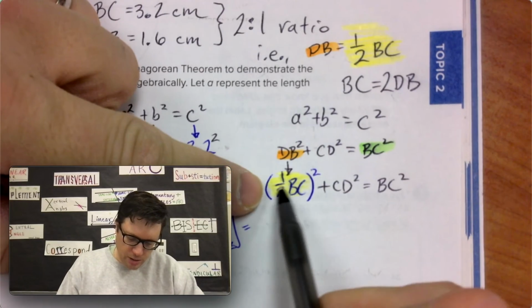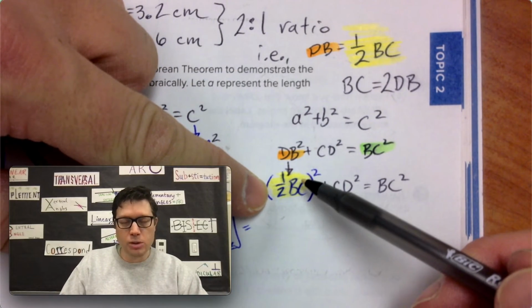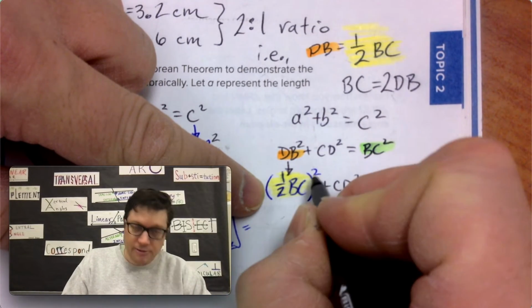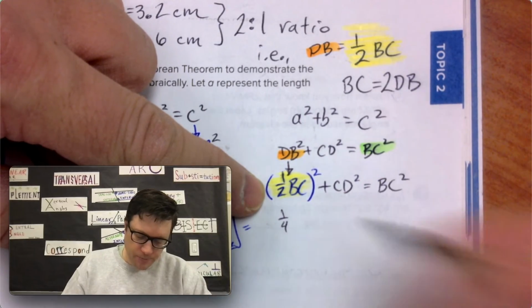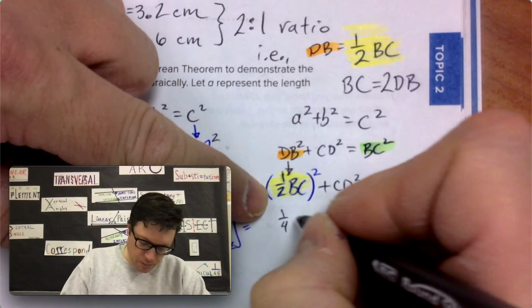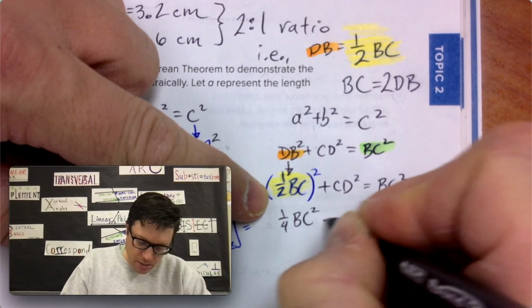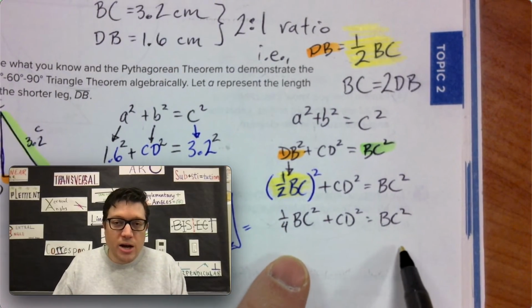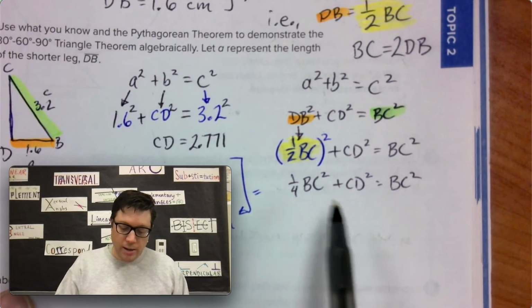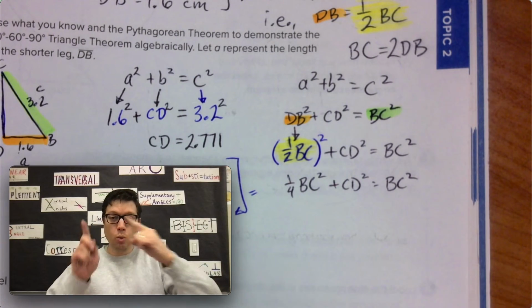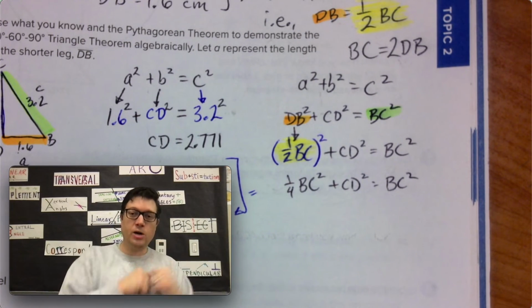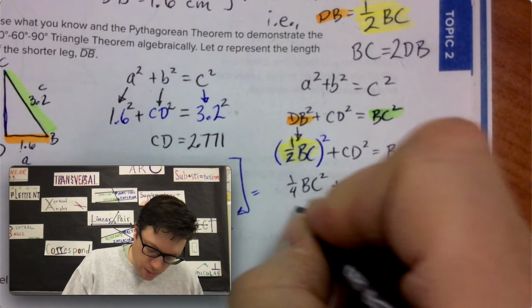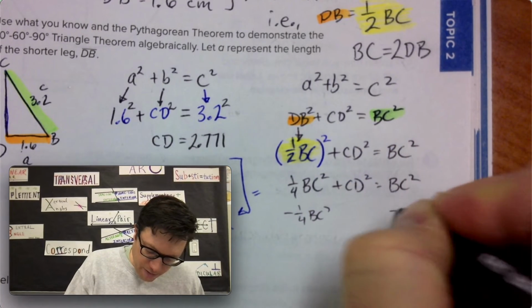Okay, so continuing on, if I square, everything in the parentheses gets squared. So I'm going to have 1/2 squared, which is 1/4. Then the BC is squared, so 1/4 BC squared, plus CD squared equals BC squared. When we have all of these letters and they're convoluted, we're going to make sure we have all of the BCs on one side of the equation, and leave CD on its own side of the equation. So minus 1/4 BC squared from both sides.